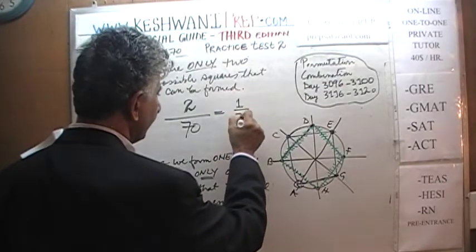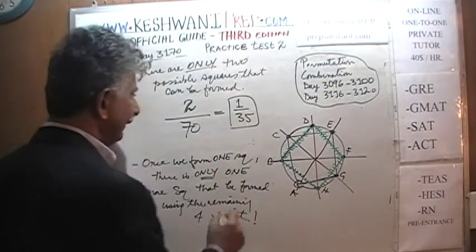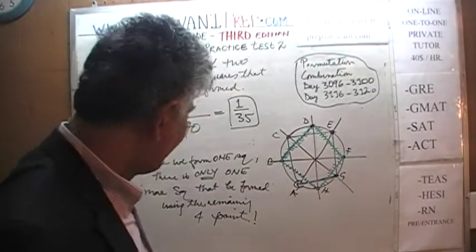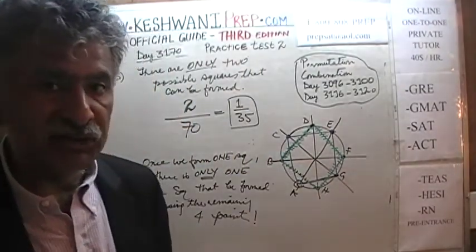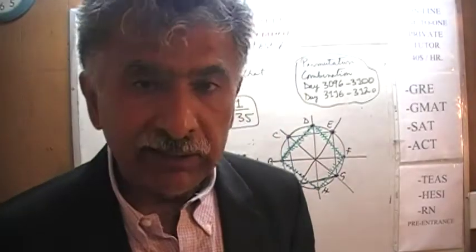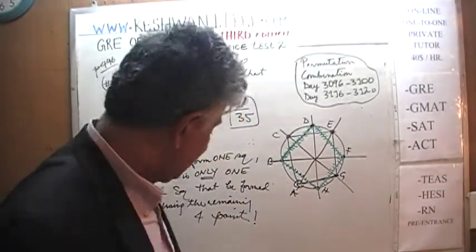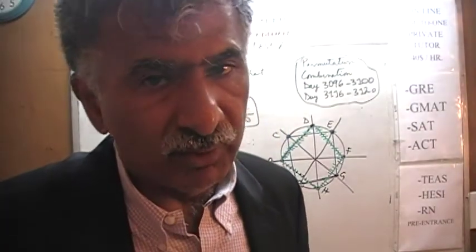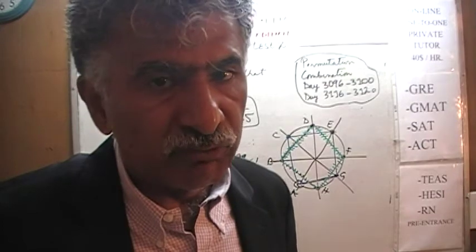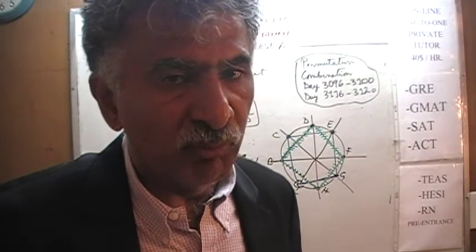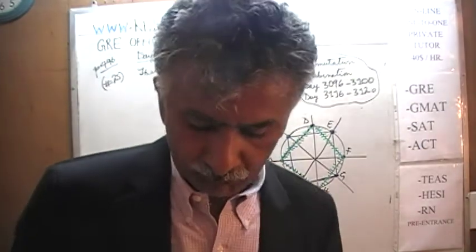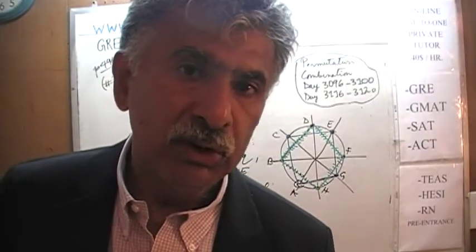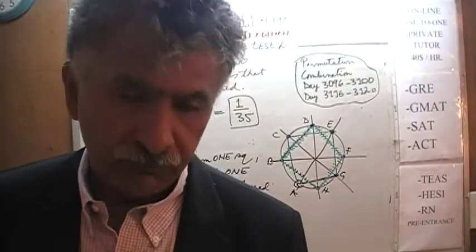1 out of 35. The odds that if you were to pick 4 points at random among these 8 points on the circle, which I've carefully put there, equally spaced that is, there's 1 out of 35 chance that the 4 points that you picked will allow you to form a square. That's all. Because there are 70 quadrilaterals that can be formed, and out of those 70, only 2 of them will be squares. Do you understand?